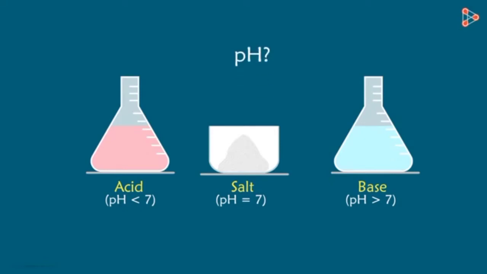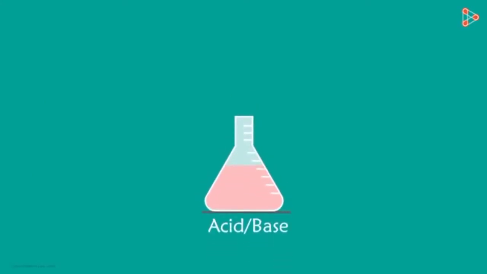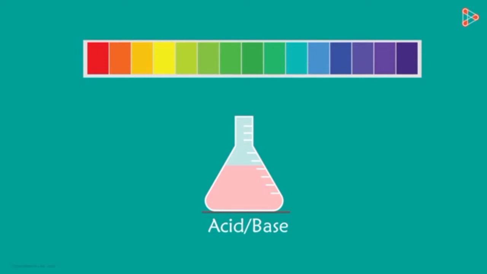Do we really understand what pH is? Let's dive a bit deeper into this concept. Okay, let's start with the basics. How do we identify if a substance is an acid or a base? That's right, we use an indicator.